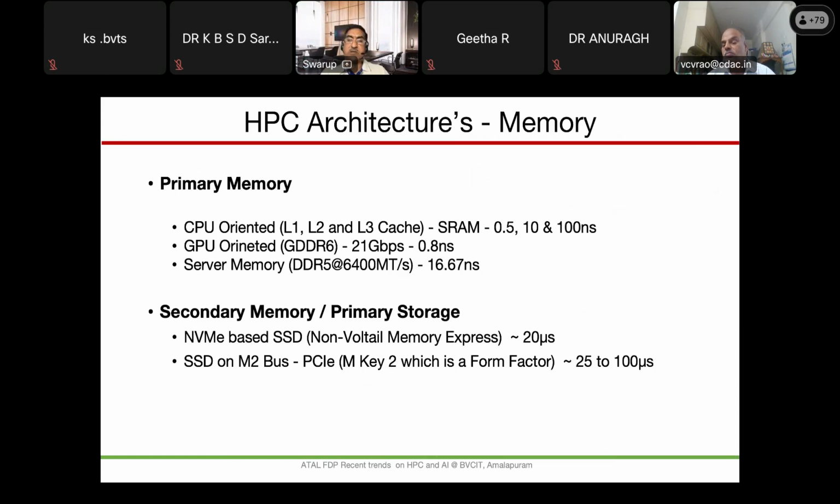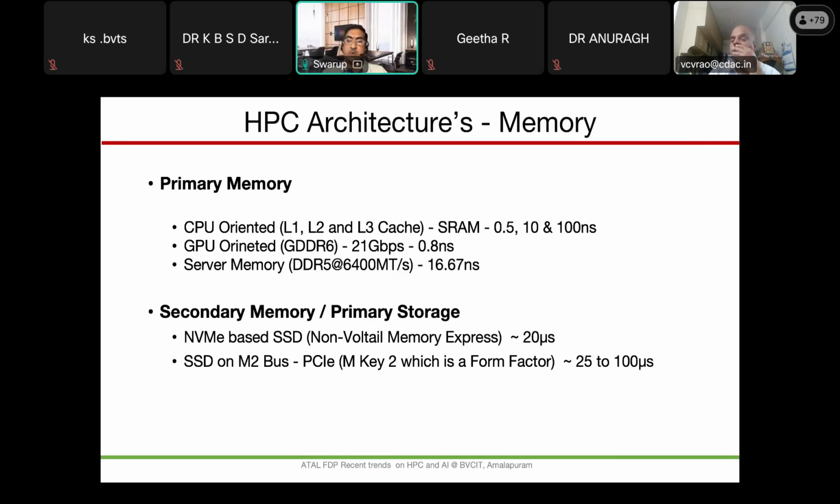Now, when it comes to the secondary memory, today people are thinking, my memory is less, so I'll use NVMe kinds of SSDs, which are not as fast as memory but comparatively good, and the chips are available. I can have a number of these SSD chips, which give around 20 microseconds. When I talk about nanoseconds, that is 10 power minus 9, and when I'm talking about microseconds, that is 10 power minus 6.